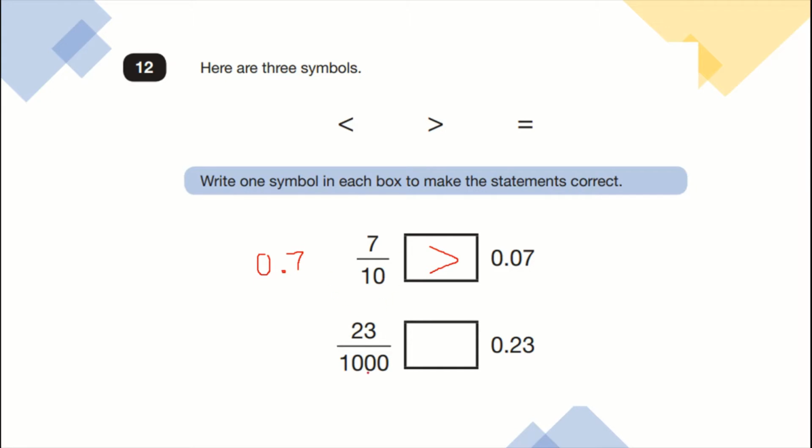So moving on to this one, 23 over 1000. So same as before, 23 divided by 1000. So moving the decimal place along 3 points. 1, 2, 3 here. So filling this space with a 0, 0 here. So this will be 0.023. And the bigger number is this one. So we have to use this symbol, because if we imagine it as a crocodile again, it's eating the bigger number.